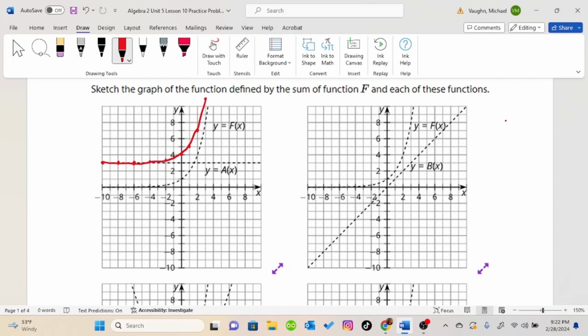And now we can draw the line that connects these points. So this red line would be f of x plus a of x.